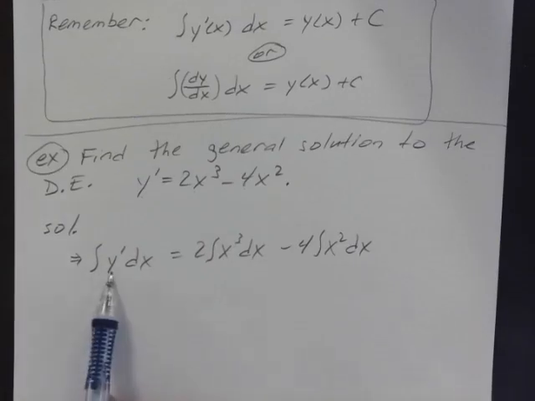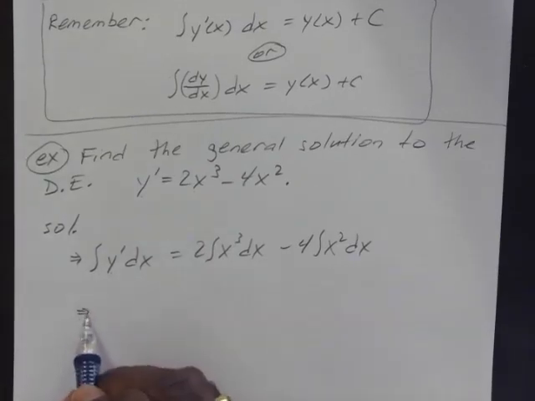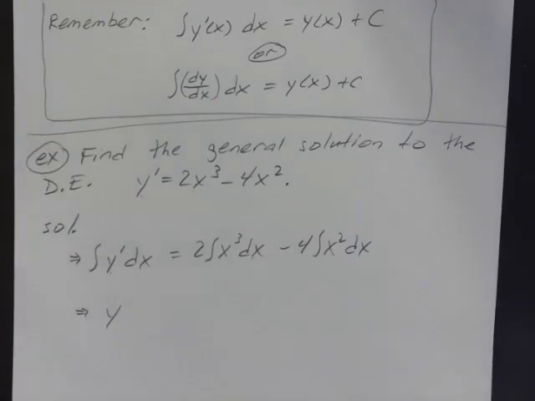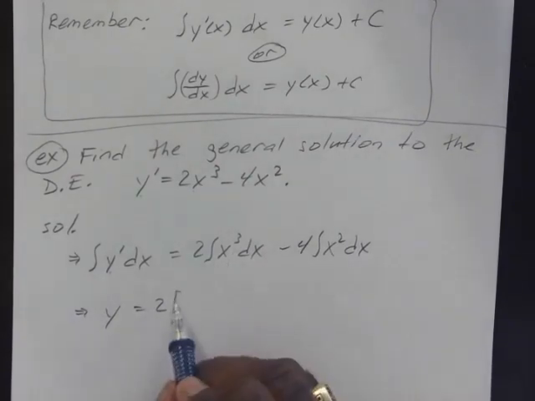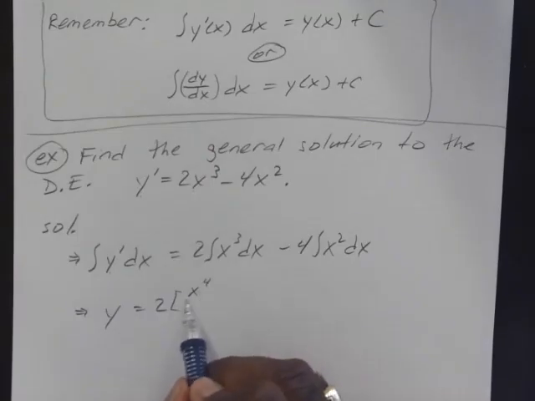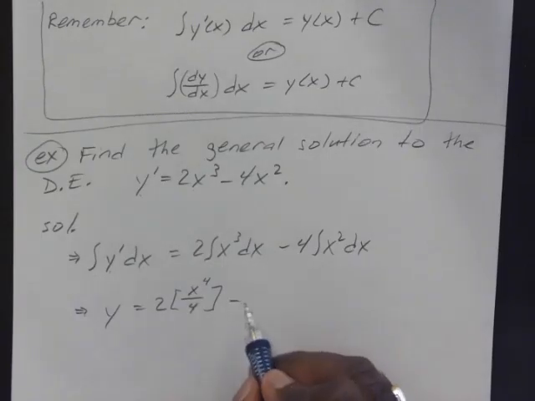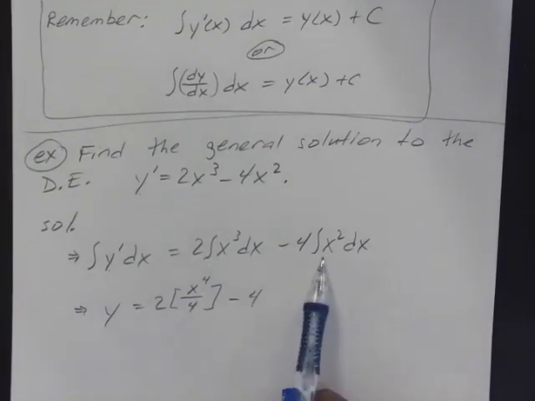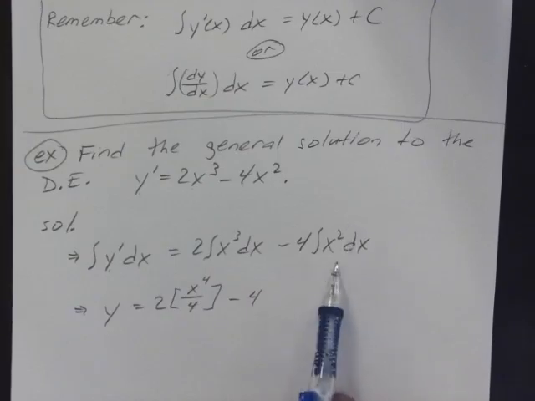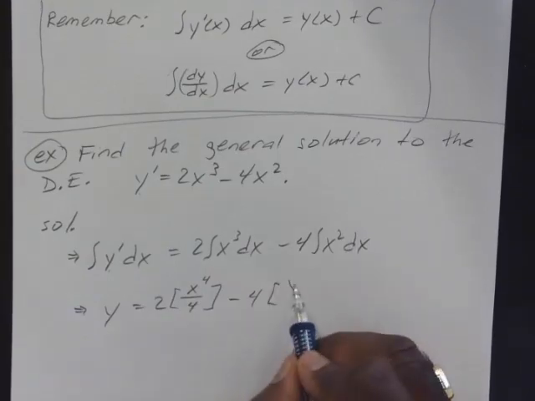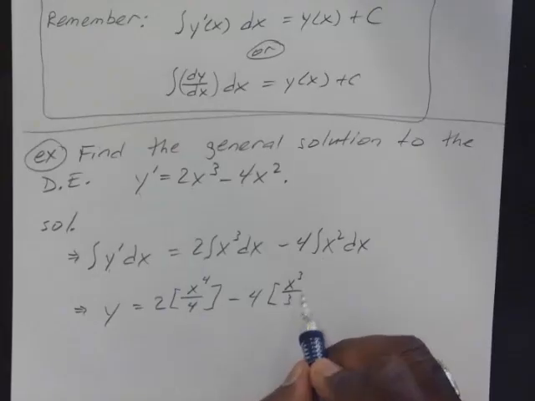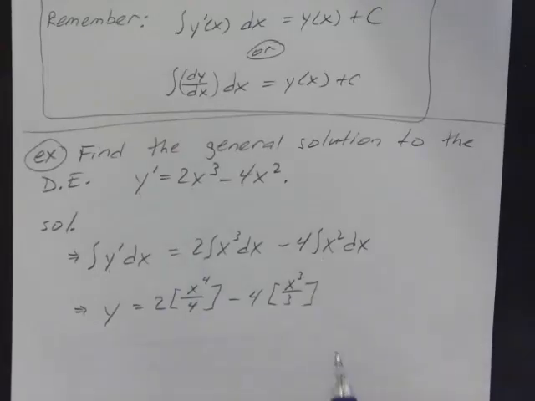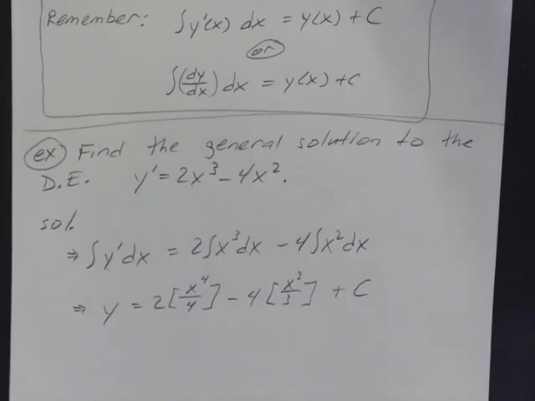So again, the integral of your derivative is just your function. So you can just say y is equal to 2 times the integral of x to the third power, which is x to the fourth power over 4, minus 4 times the integral of x squared, which is x to the third power over 3. And we'll combine all of those plus c's into just one constant.